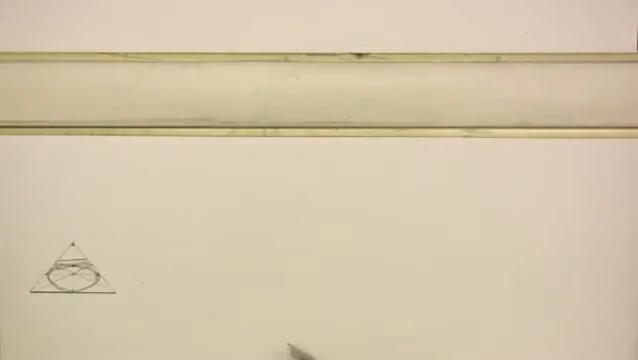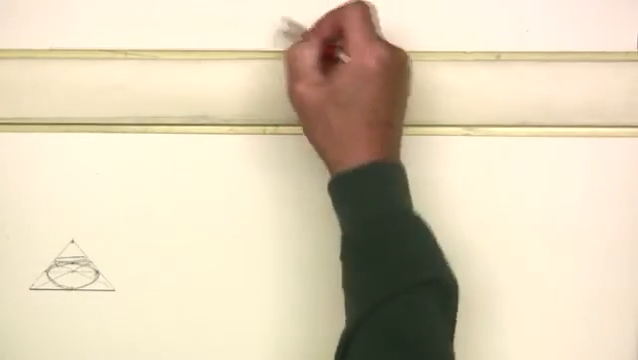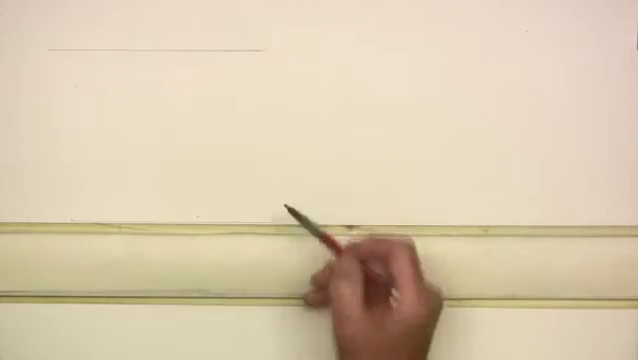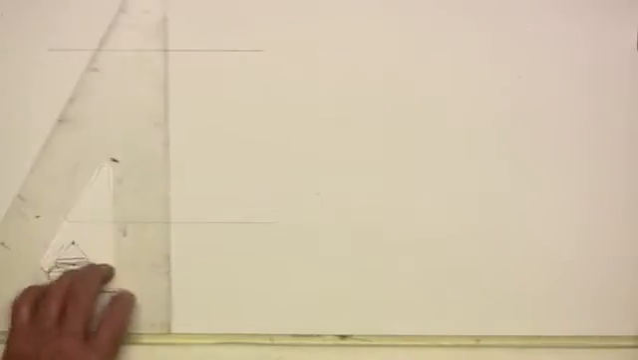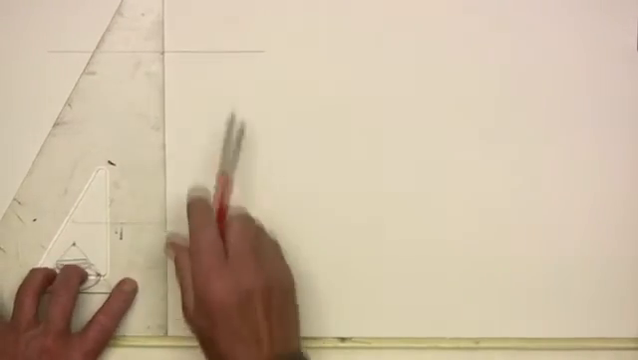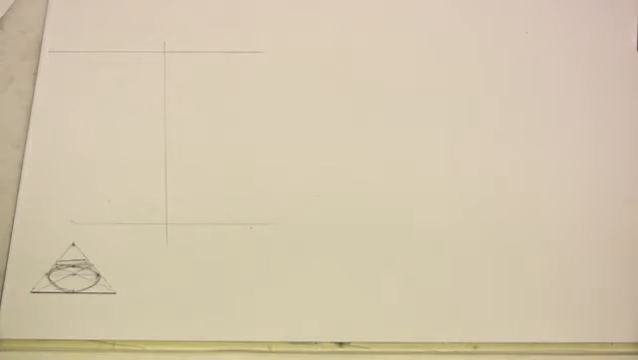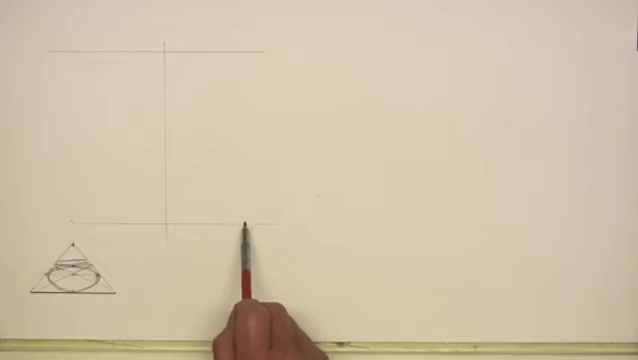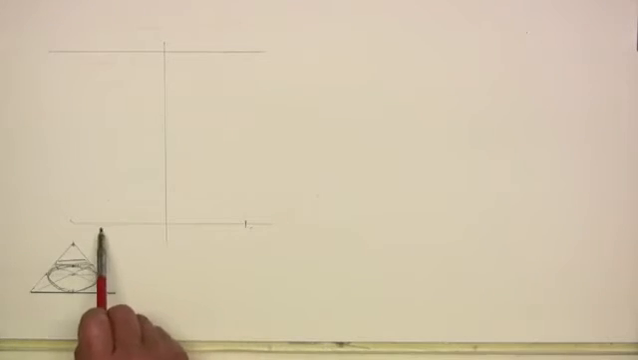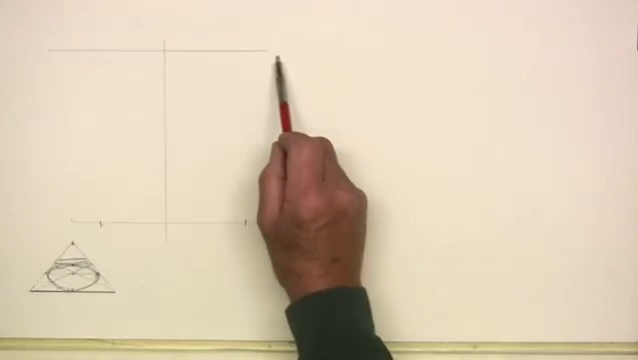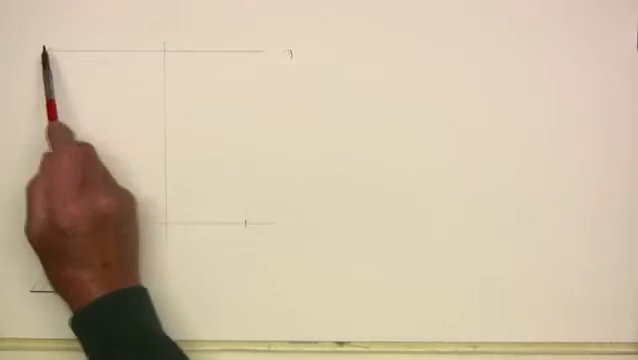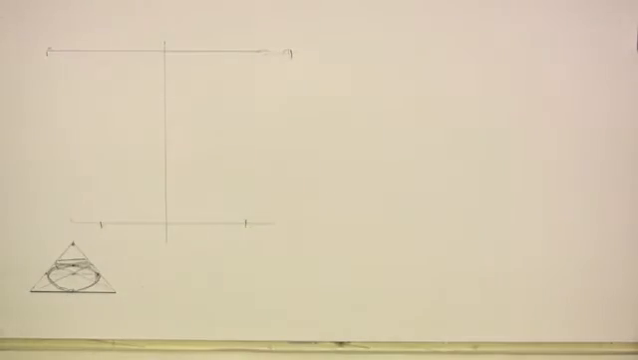Let's make a flower pot. Top of the flower pot, bottom of the flower pot, center line of the flower pot. I want to have the bottom the same size either side of the center line, about like that. The top, I want bigger, maybe like that and like that. We'll bring this line out a little bit.